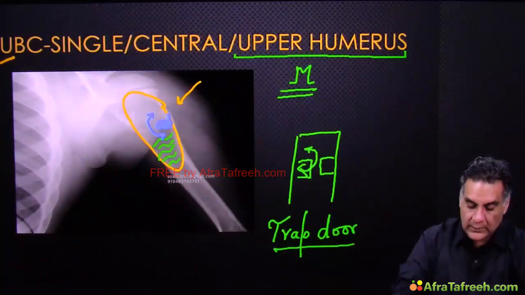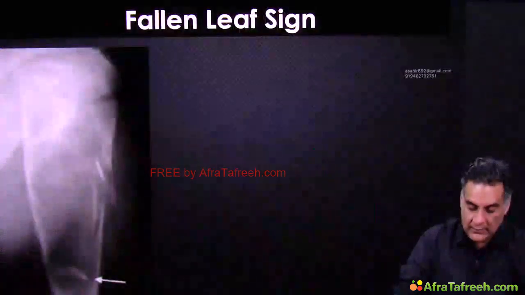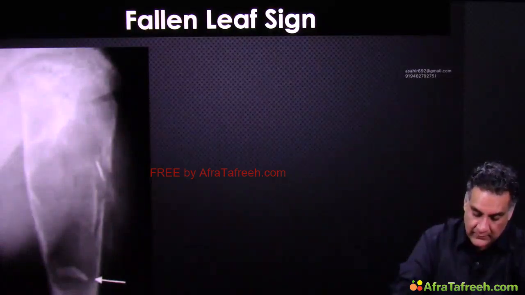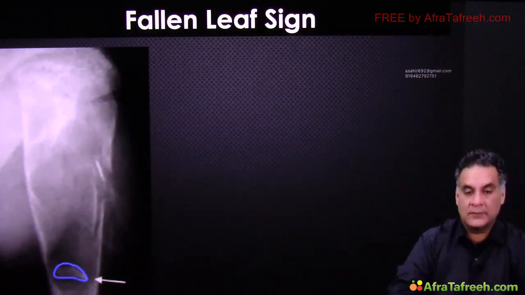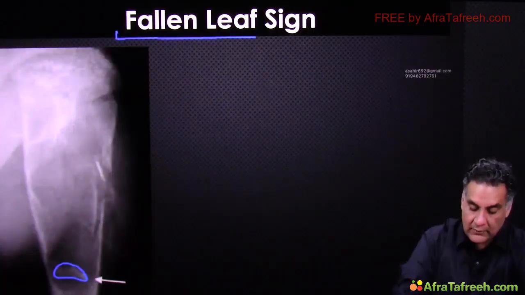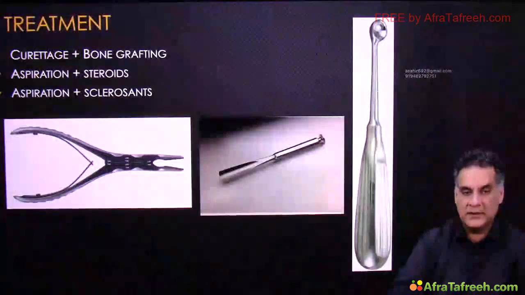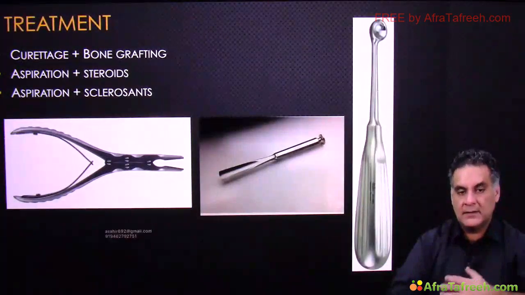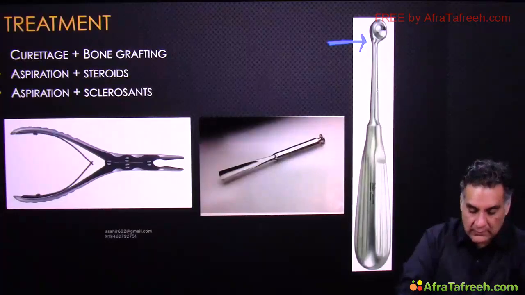So in unicameral bone cyst, it's called the trap door sign. When this cortical fragment falls to the bottom, it's called the fallen leaf or fallen fragment sign. It is a characteristic feature of unicameral bone cyst, UBC, which is treated by curettage. This is a curette. This is a bone gouge to scoop out the bone.